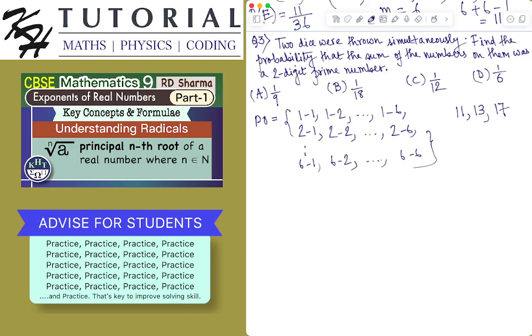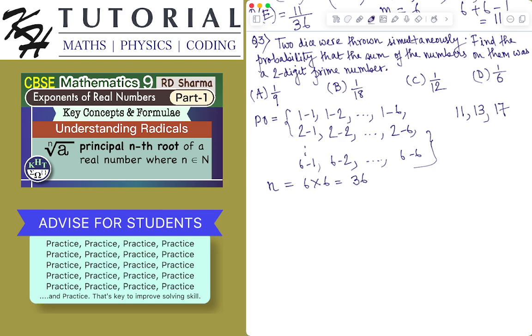Okay, now, how many possible outcomes are there of this experiment? That is, when we throw two dice simultaneously, how many possible outcomes are there? It is 6 multiplied by 6, which is 36. Now we have to find out of these 36 possible outcomes, how many of these outcomes are favorable to the event that the sum of the numbers on the two die is a 2-digit prime number.